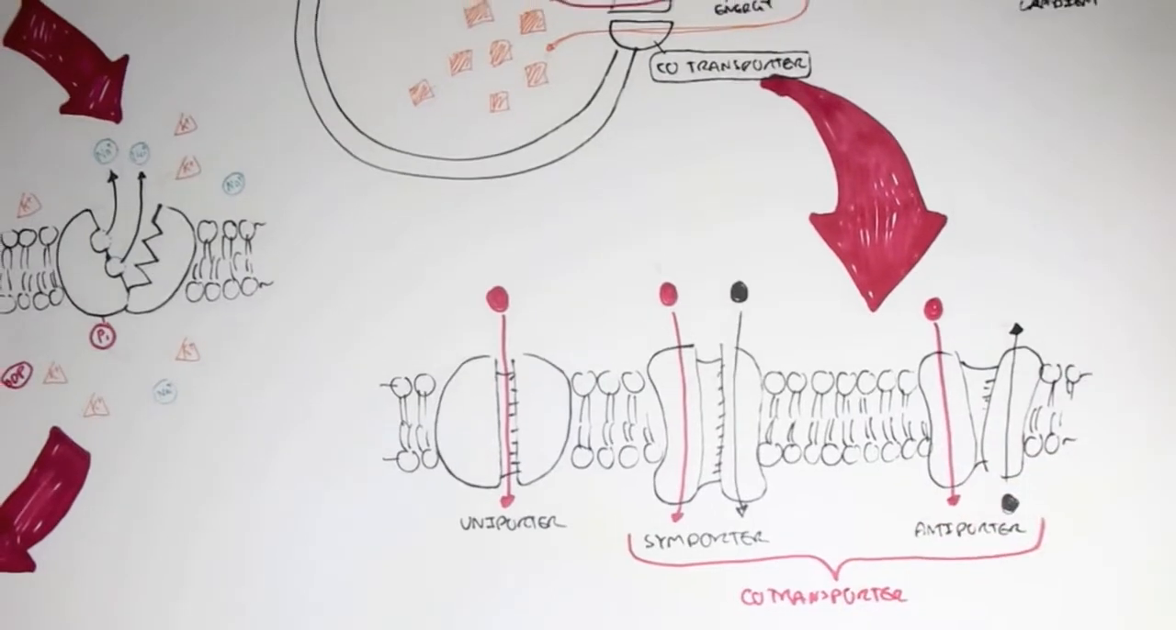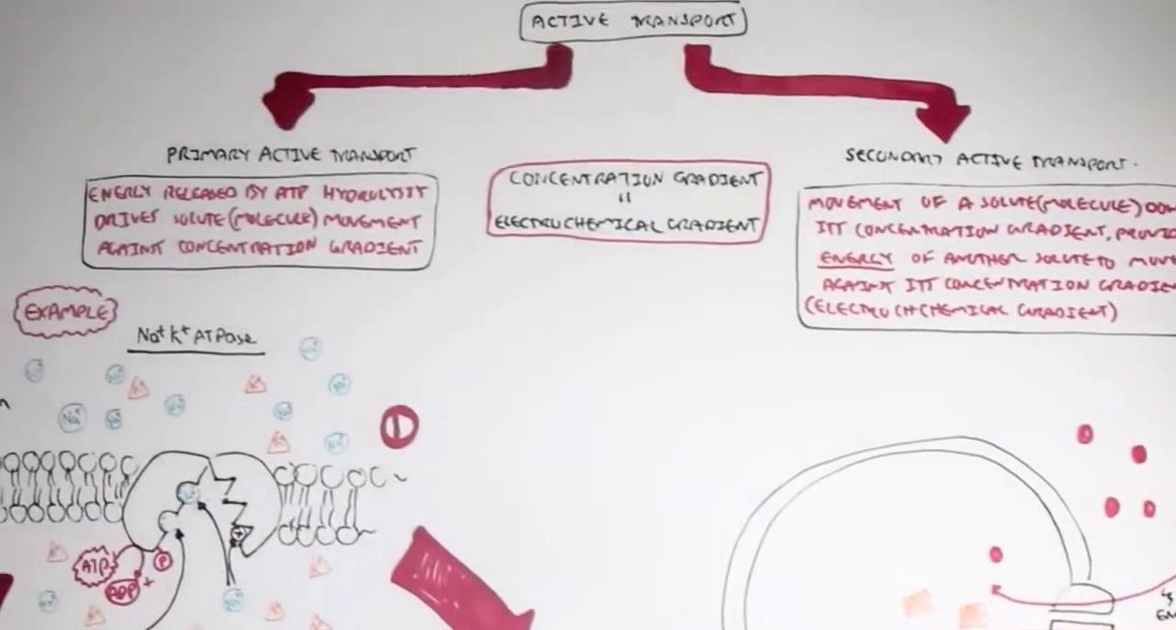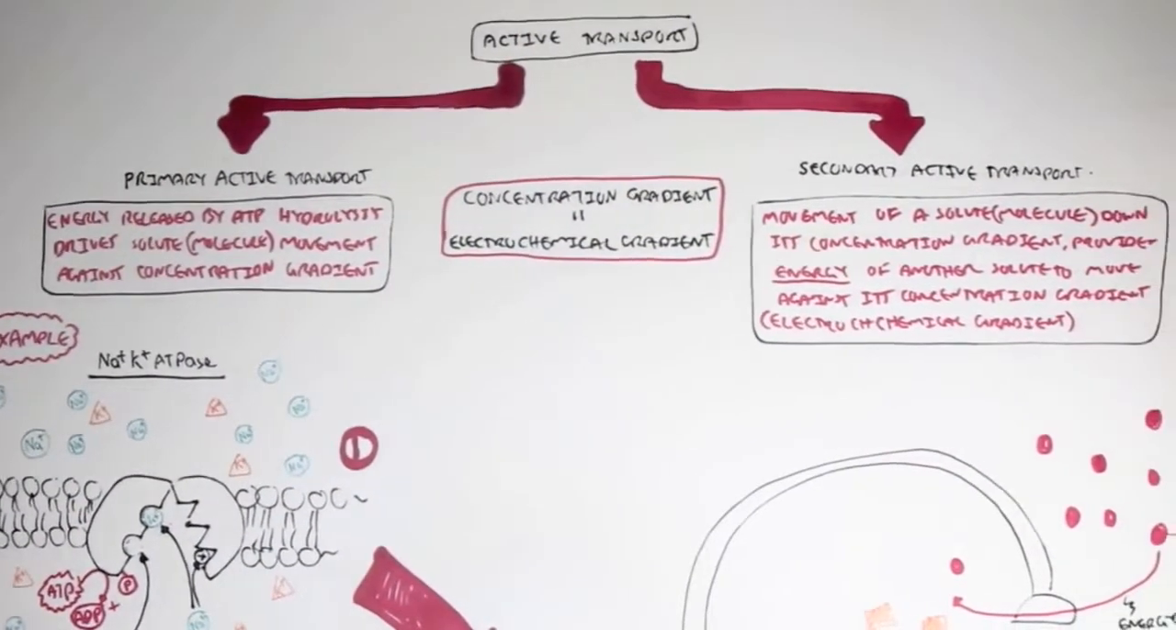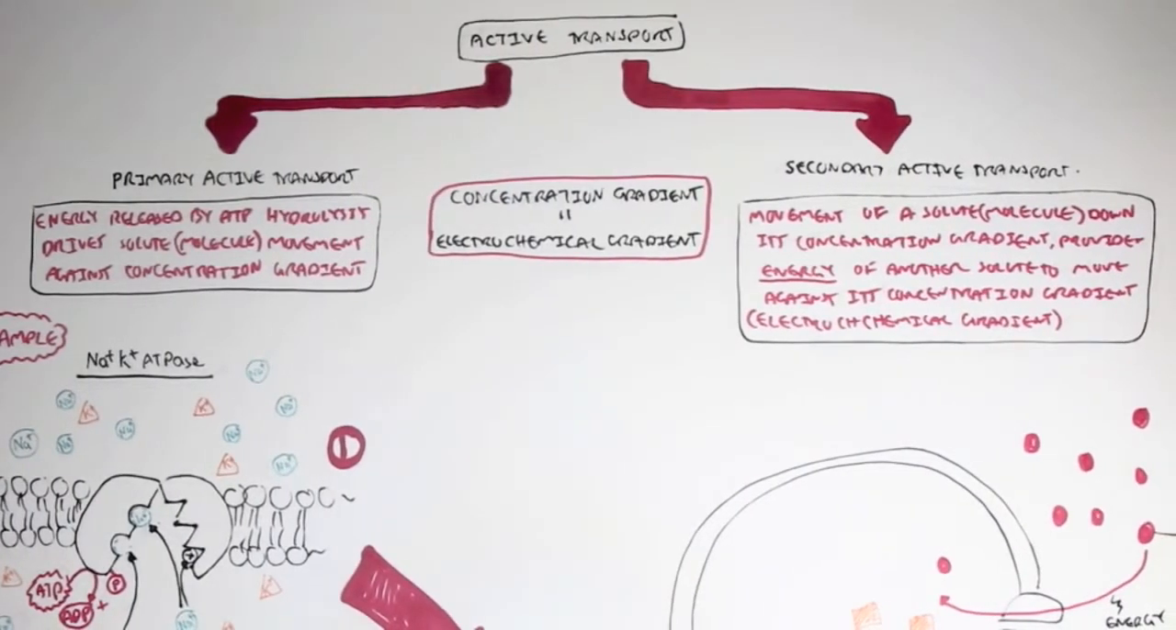I'm sorry I cannot give you an example of a co-transporter, but I will make sure to make a video about the respiratory system and its physiology, because red blood cells have a type of co-transporter to deliver oxygen and carbon dioxide back and forth from the lungs to the tissues. So that concludes the video on active transport.